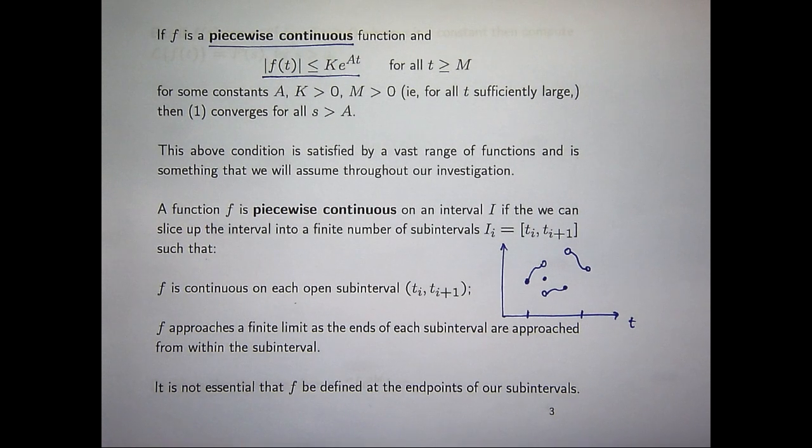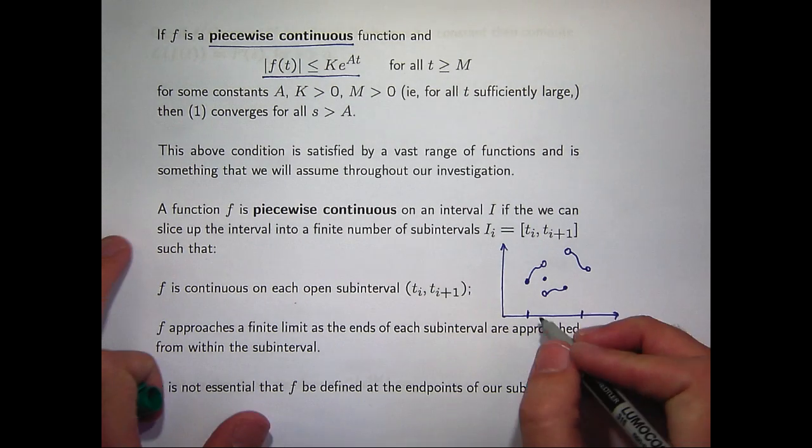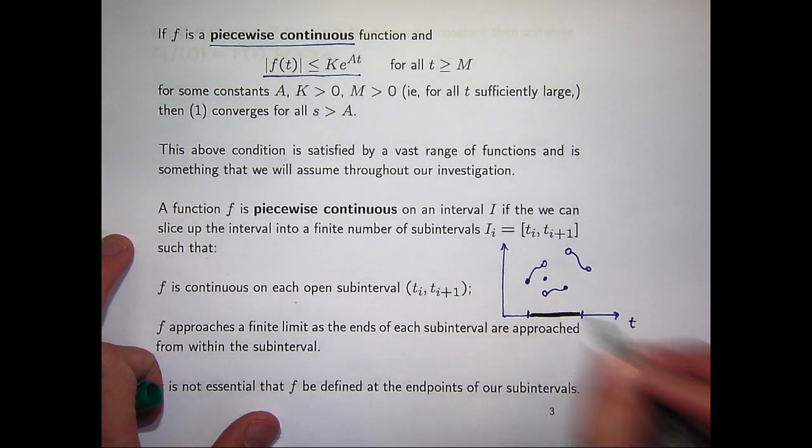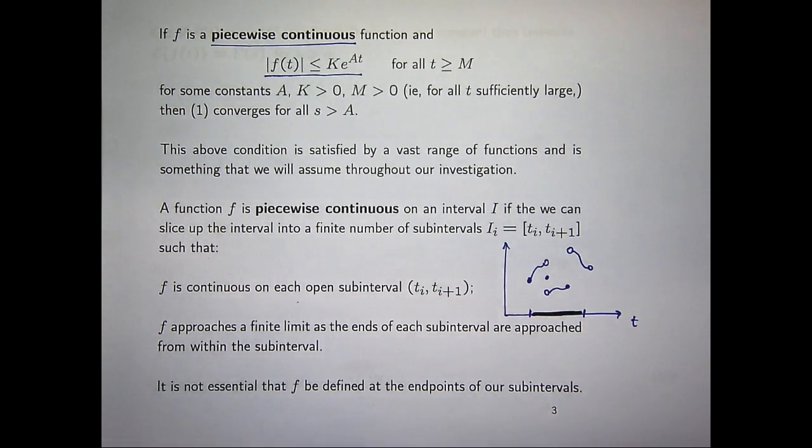Okay? That's an example of a piecewise continuous function. What I can do, just from this picture, is split up the interval of interest into a finite number of subintervals such that on each of those little subintervals the function's continuous.